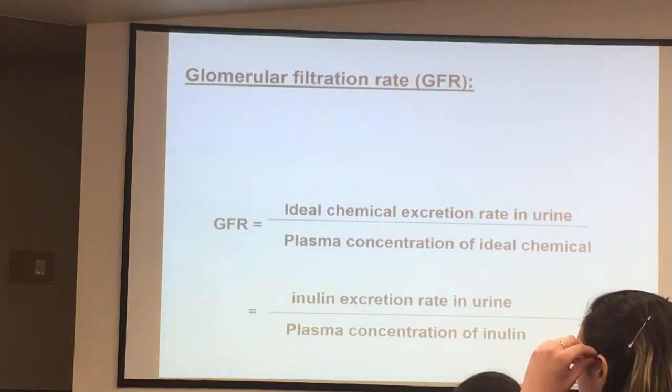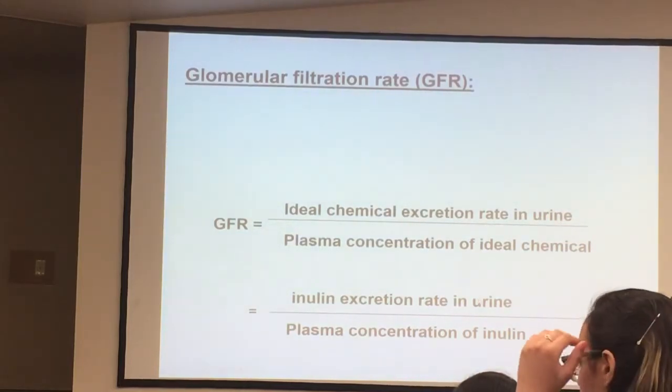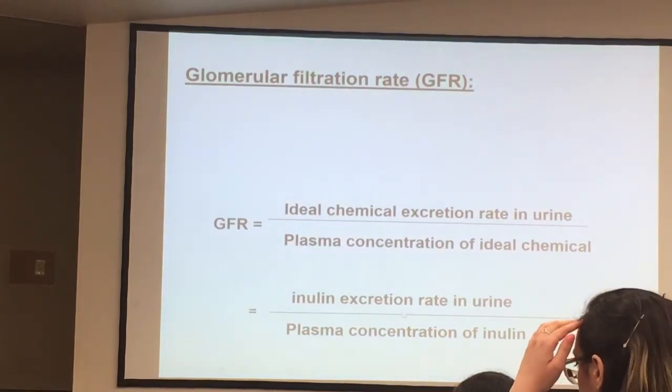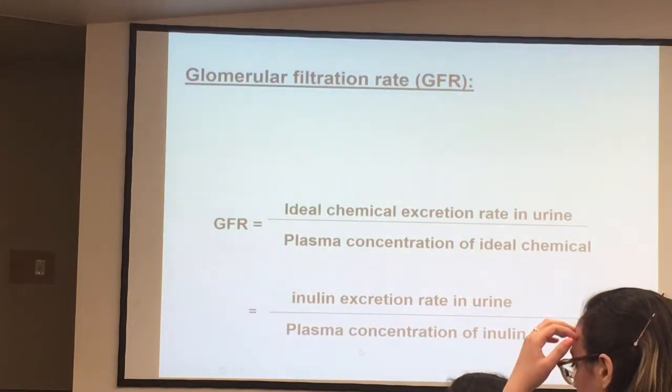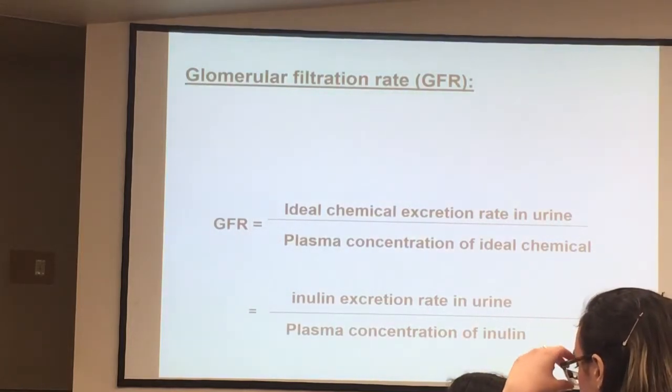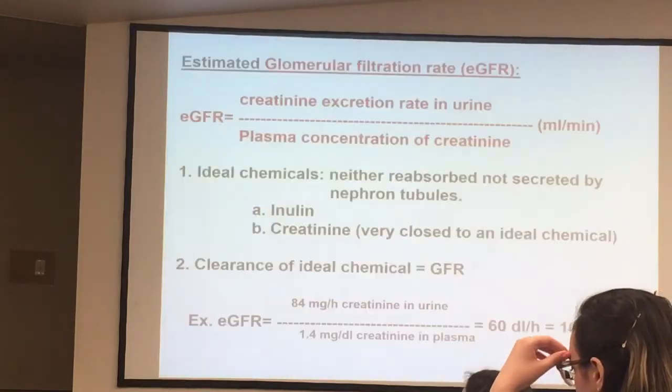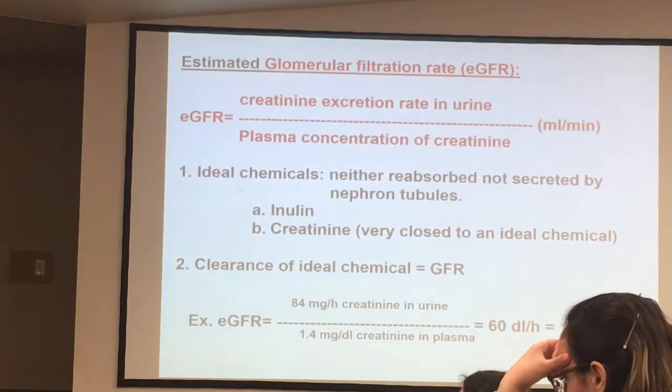If we collect from the urine how fast it is excreted, and divide by the blood plasma concentration, we can know how fast it goes. But now we cannot get this good material, inulin, so we use the second choice, called creatinine. Why do we use creatinine?